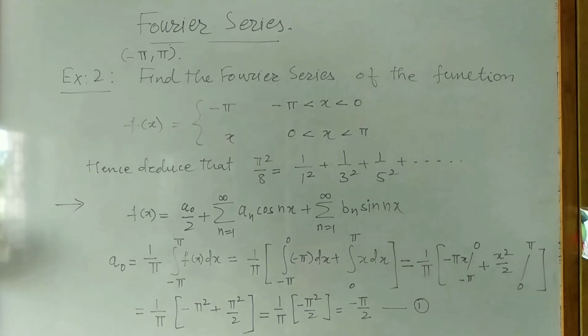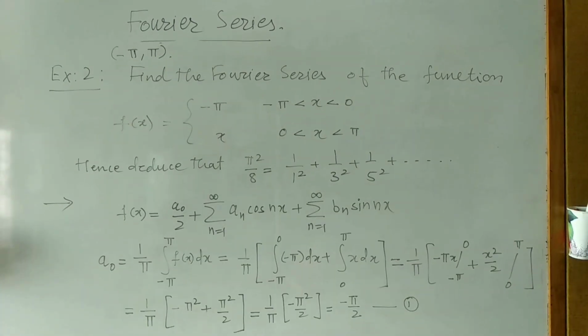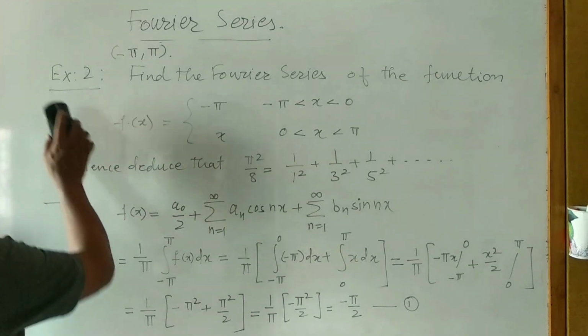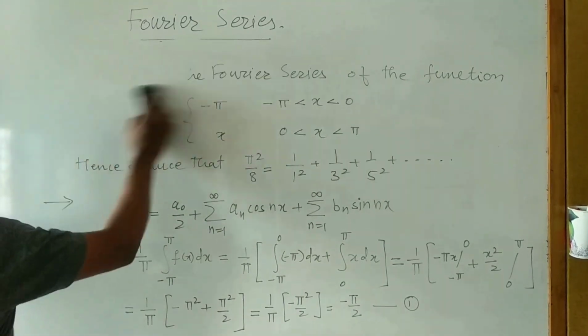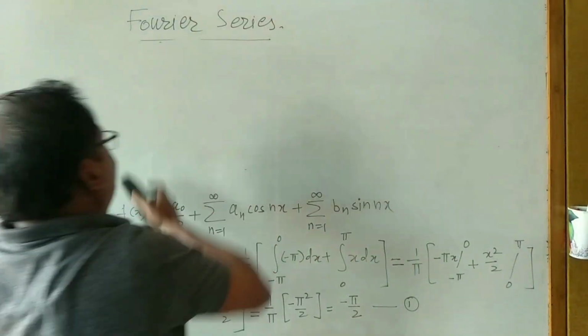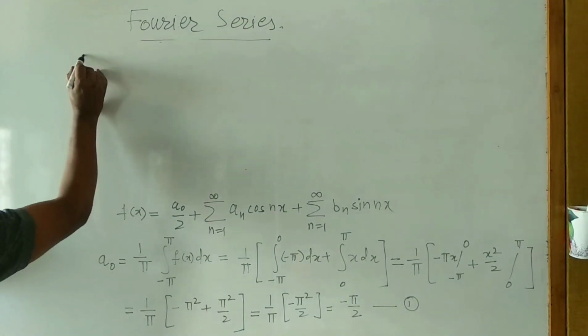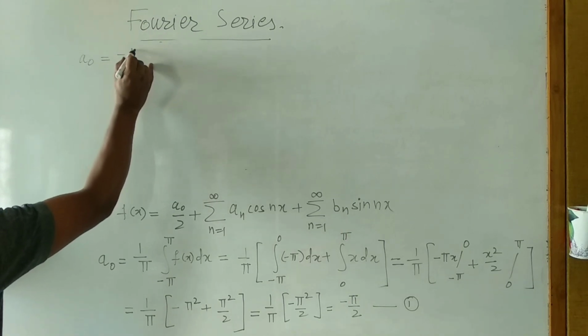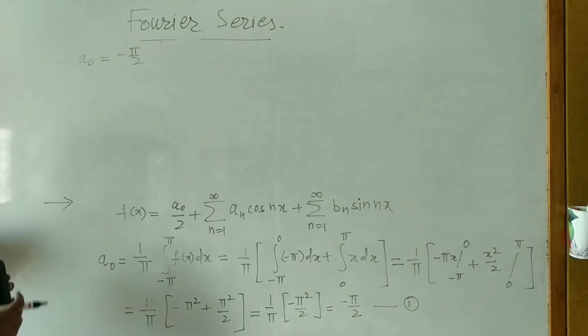So a0 is minus pi by 2. Okay, I will write that here: a0 equals to minus of pi by 2. Now we will calculate an.